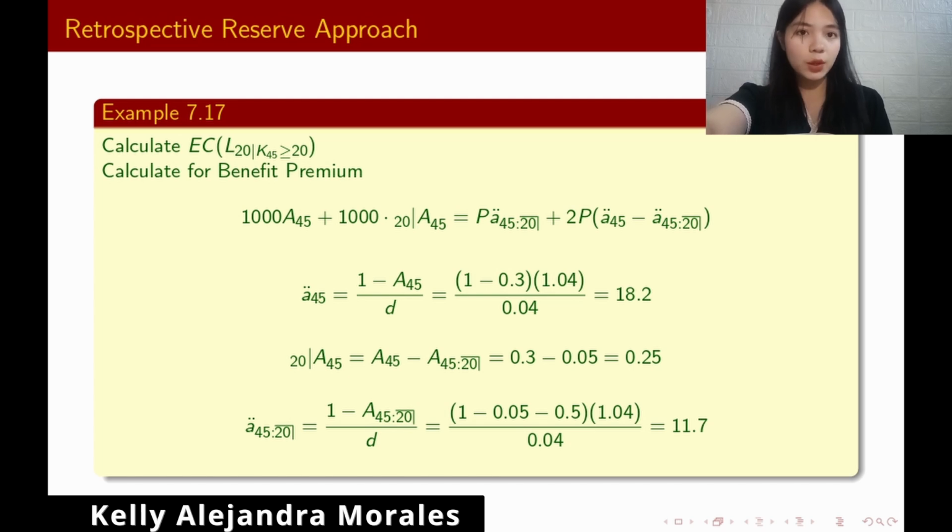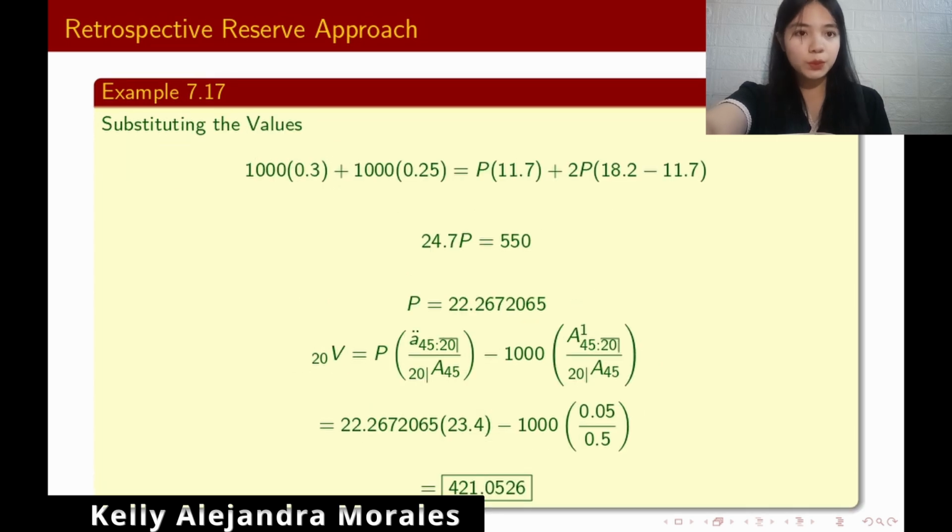As stated here, the computed value of a double dot 45 is 18.2. Next is the computed value of 20 deferred A45, which is equal to 0.25, and a double dot 45 angle 20 is equal to 11.7. By substituting all the values, we get the benefit premium of 22.2672065.